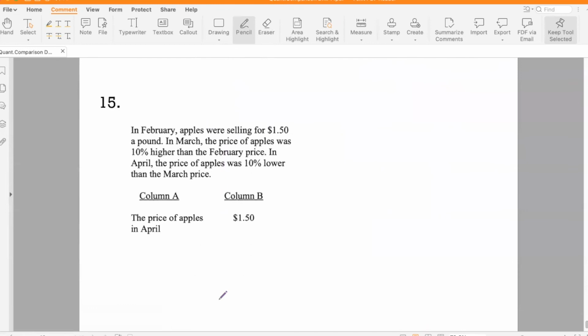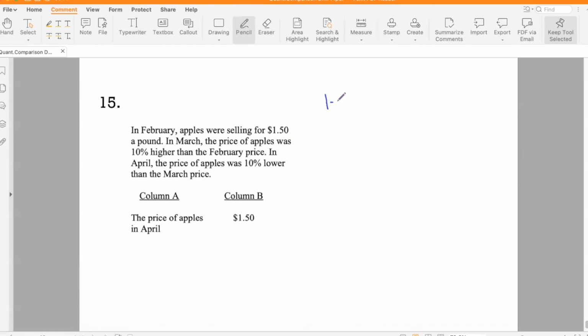In February, apples were selling for $1.50 a pound. In March, the price of apples was 10% higher than the Feb price. In April, the price of apples was 10% lower than the March price. What is the price of apples in April? And we compare it with 1.5.